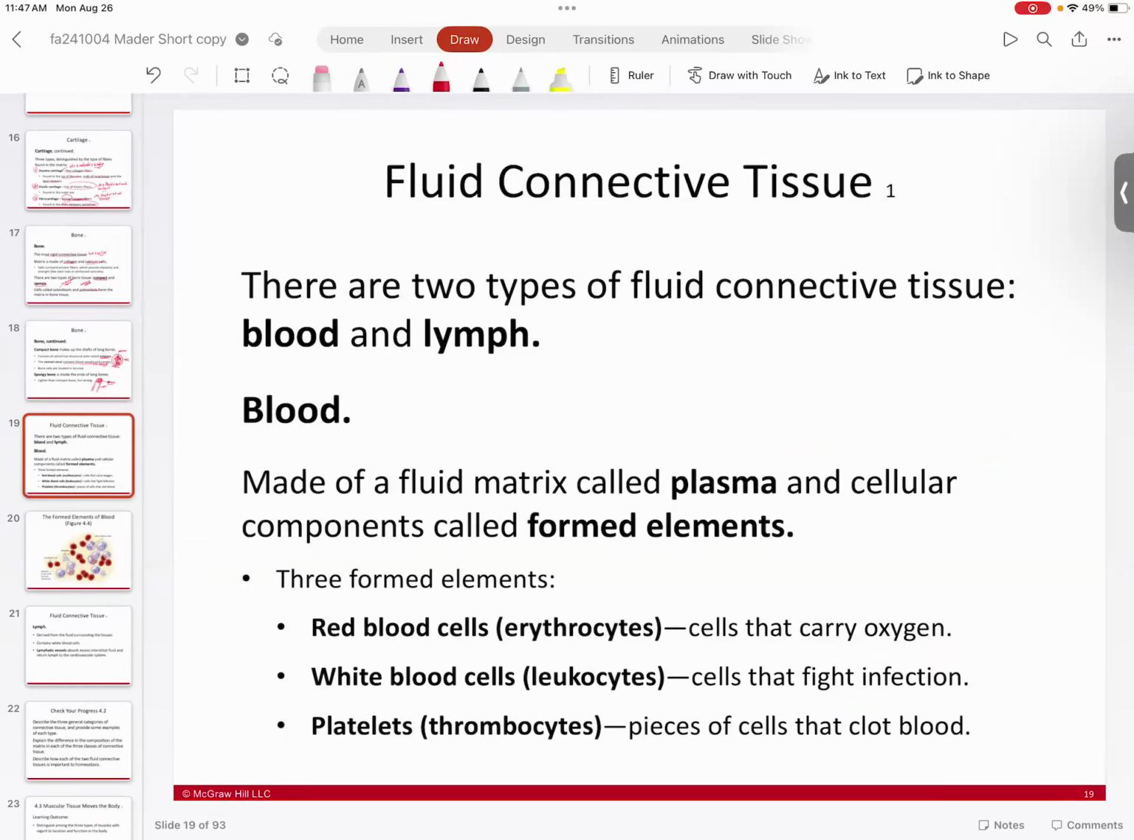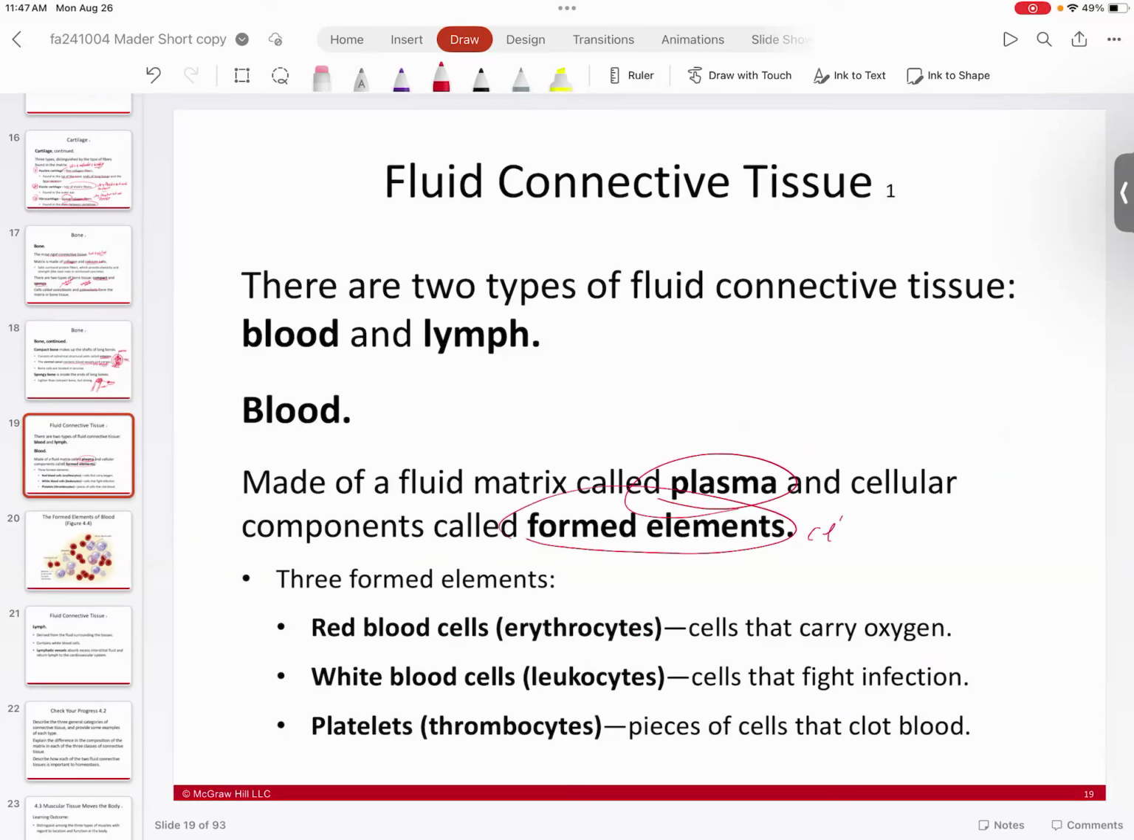So that was the supportive group. Now when we get into the fluid connective tissue, there are two different types of fluid connective tissue, blood and lymph. Blood is basically the fluid matrix, essentially your plasma, right? So that's the clear fluid associated with your blood. And then in it are the formed elements.